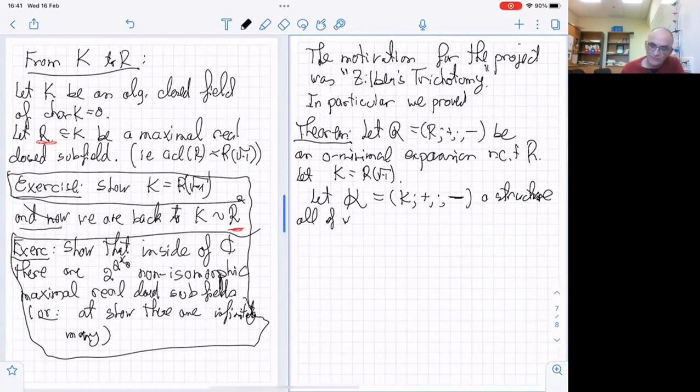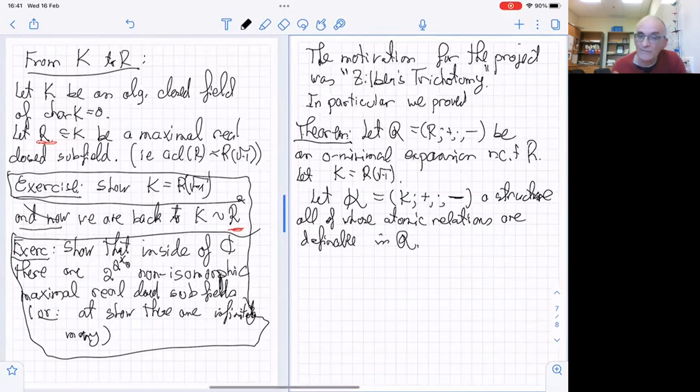And all of these form a structure all of whose atomic relations are definable in R, in the O-minimal structure. Of course, you can put everything there, everything definable in R, and then you basically get a structure which is bi-interpretable with the O-minimal structure. If you put in the real field and all subsets of R to the 2n, you don't get anything. You just get another way of looking at the original O-minimal structure. But now we just choose some of these.